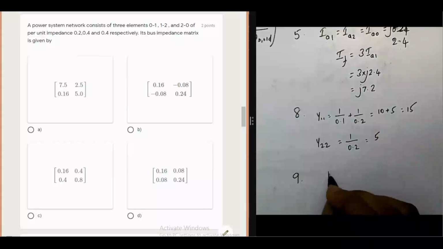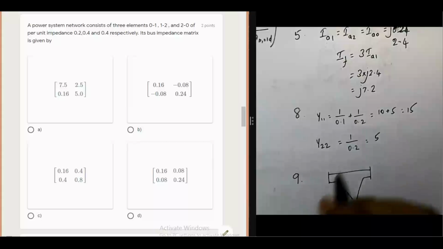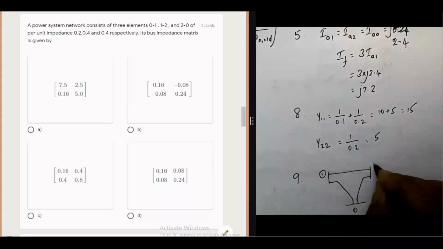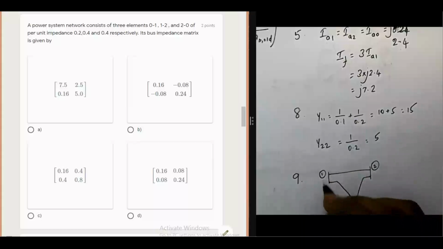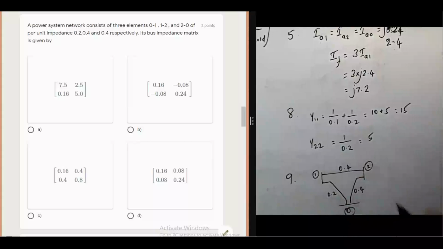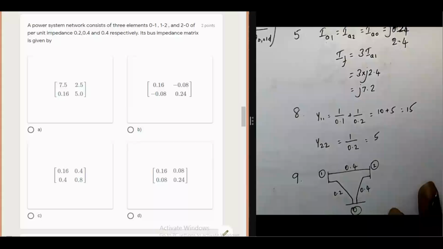For understanding purposes, I draw the line diagram. This is the 0th bus, bus number 1, and bus number 2. Here 0 to 1, the value is 0.2, 1 to 2, 0.4, 2 to 0, 0.4. I am going to form this bus impedance matrix by using the bus building algorithm.